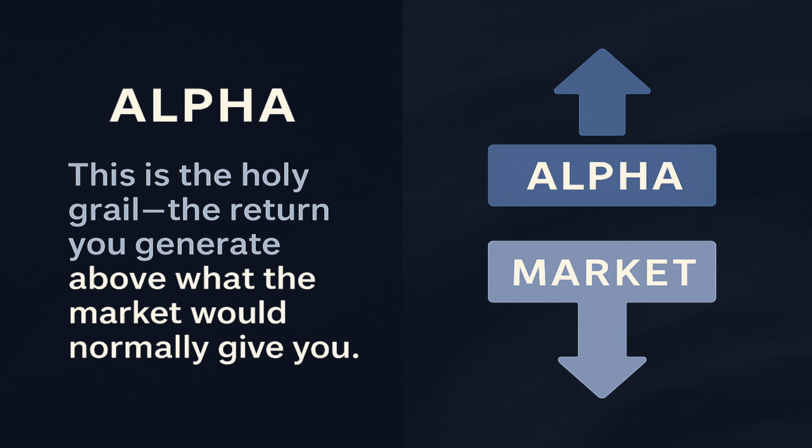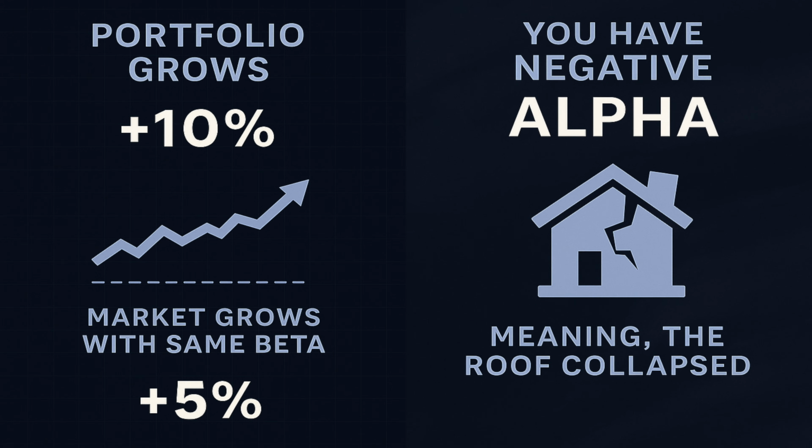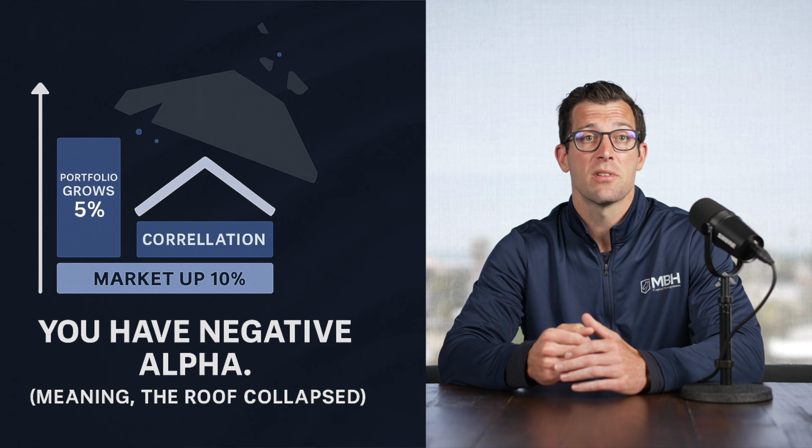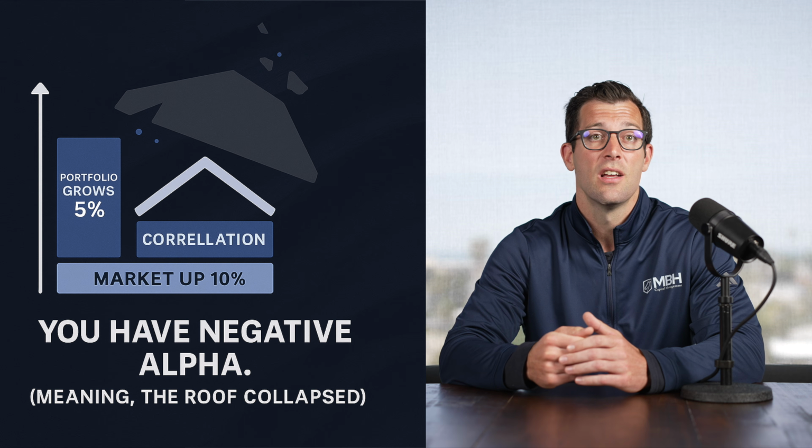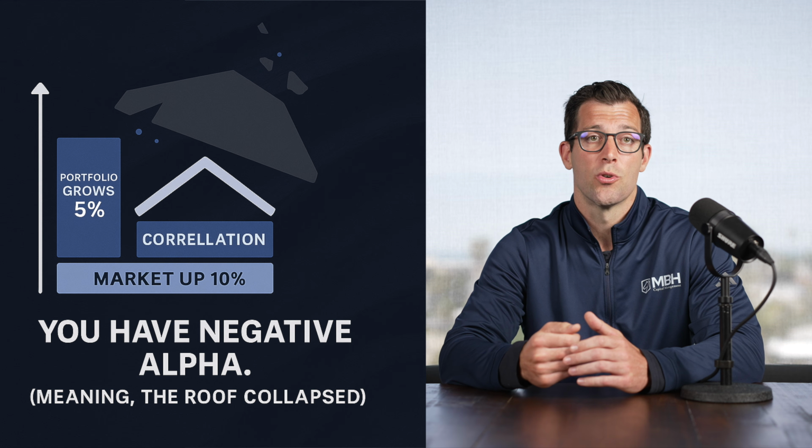All right, now let's talk about alpha. This is the holy grail, the return that you generate above what the market would normally do for the same risk. You can think of alpha like the roof to your house, stretching upwards and pointing to the sky. If your portfolio grows 10% while the market grows 5% with the same beta, you have 5% alpha. If your portfolio grows 5% while the market is up 10%, you have negative alpha, meaning the roof collapsed.